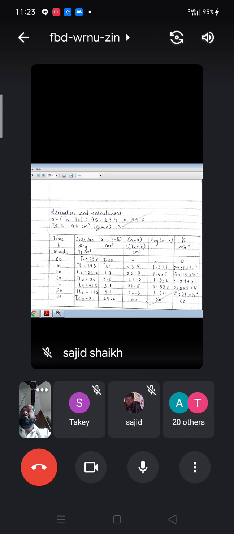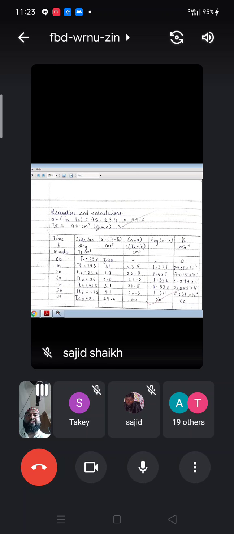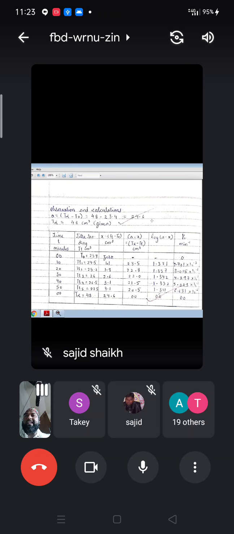Then in the observation table you have to write 6 columns. First time, then the burette reading Tt in cm³, x is equal to Tt minus T0, a minus x is nothing but T infinite minus Tt, log (a minus x), and K. Okay, that we have to write in the observation table.